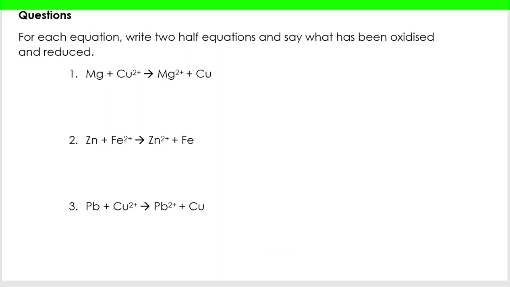So, in this case, we've got the ionic equations provided. I've got my Mg reacting with Cu2+, going to Mg2+ plus Cu. Now, if I break that down, the magnesium half equation is going to go from Mg to Mg2+, and I need to balance it. I balance the charge by adding electrons, and my electrons are going to be added to the right-hand side.